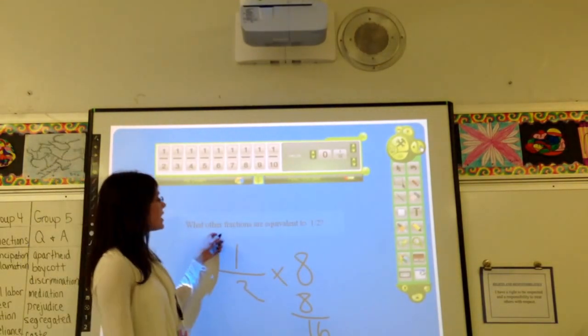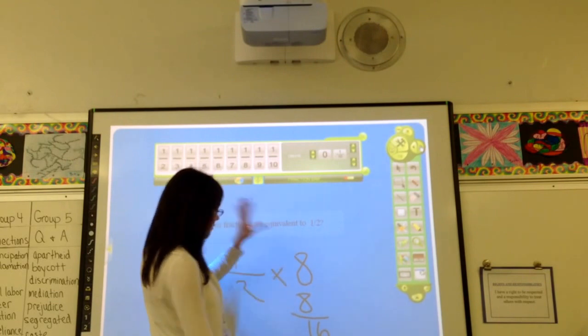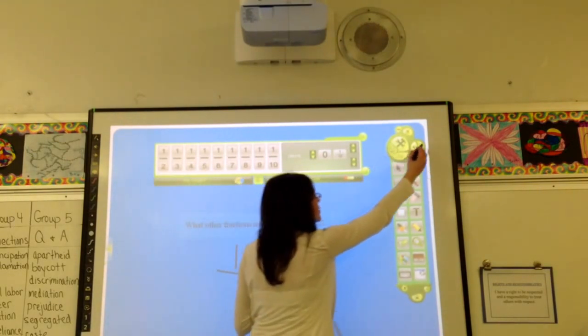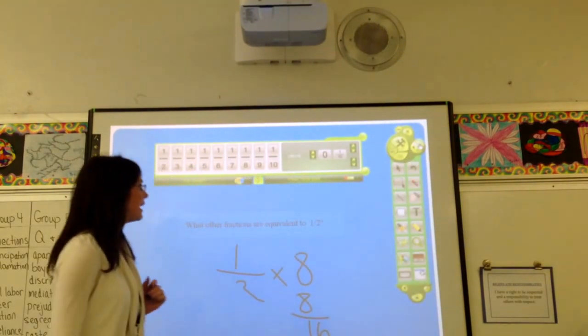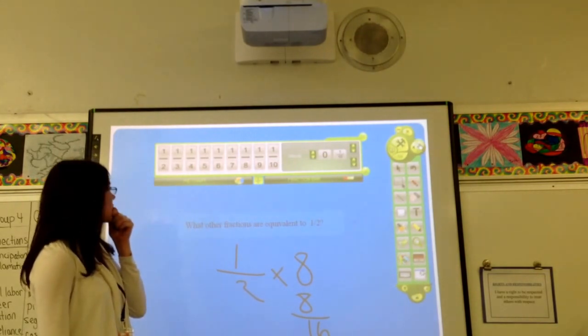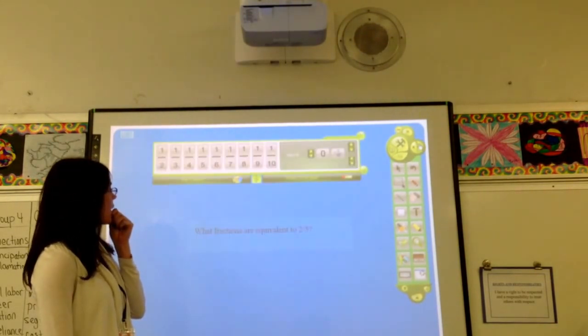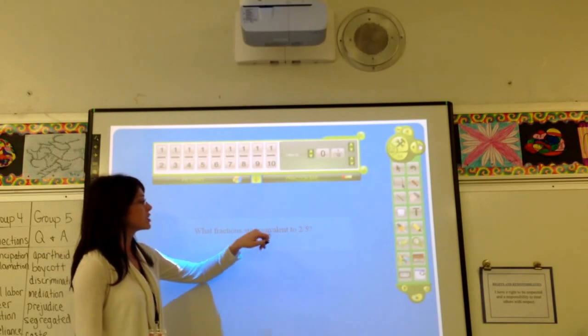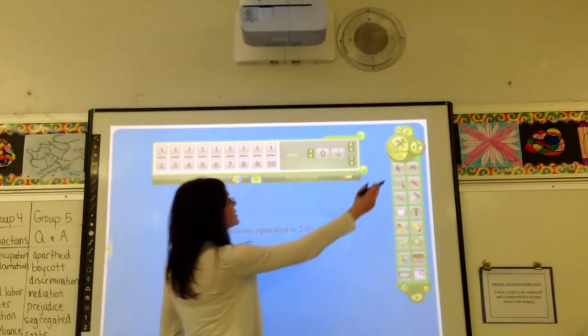Okay, what are other fractions that are equivalent to 1/2? We already did that one, so we're going to skip that. We practiced that. Okay, what are fractions equivalent to 2/5? We practiced that.